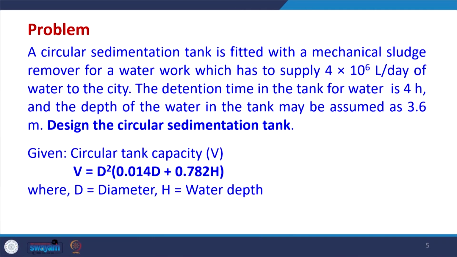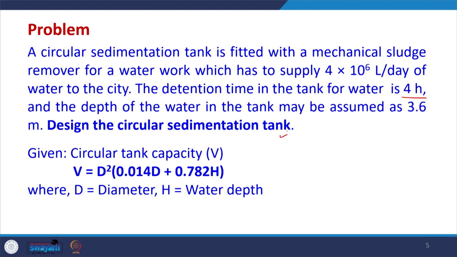Similarly, going further ahead, a similar type of question can also be there, like the one given here. A circular sedimentation tank is to be fitted with a mechanical sludge removal for a water works which has a supply of 4 into 10 raised to 6 liters per day in a city, and the detention time is again fixed at 4 hours, and the maximum depth of the tank we can take is around 3.6 meter. We have to design a circular sedimentation tank.